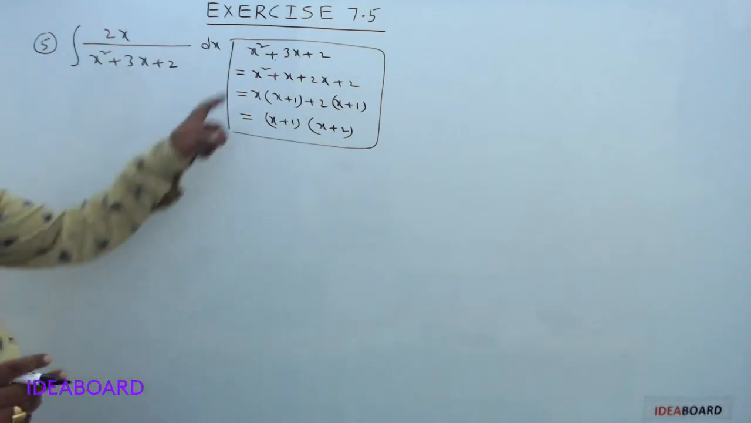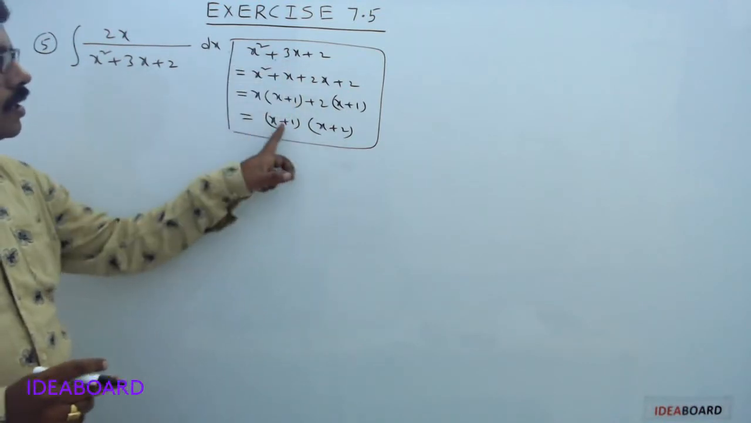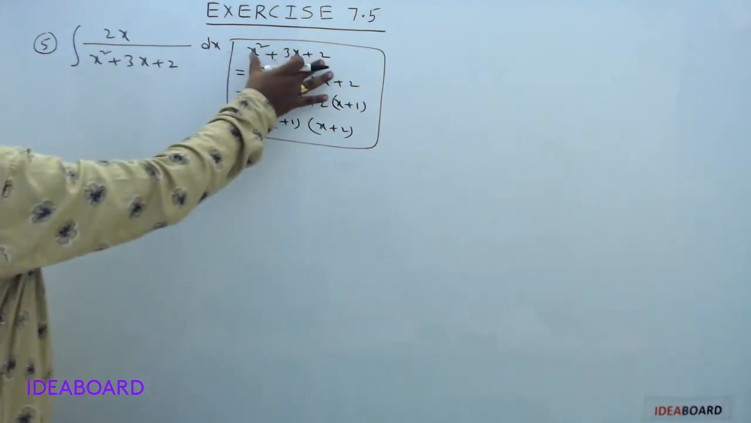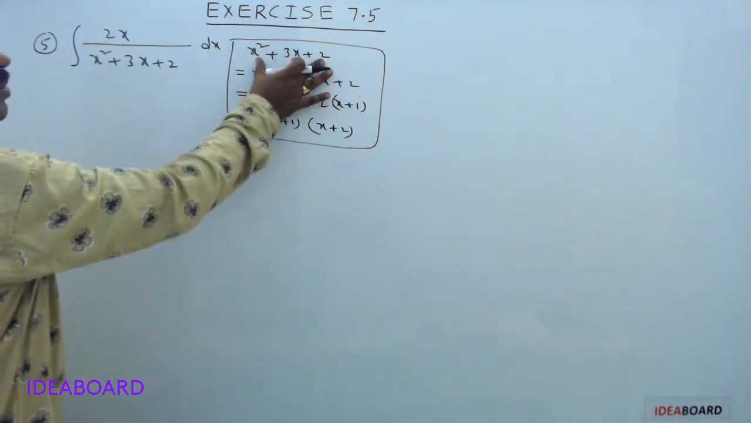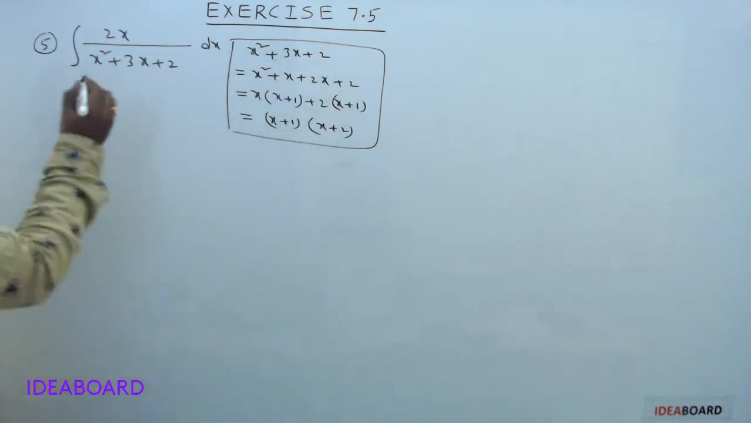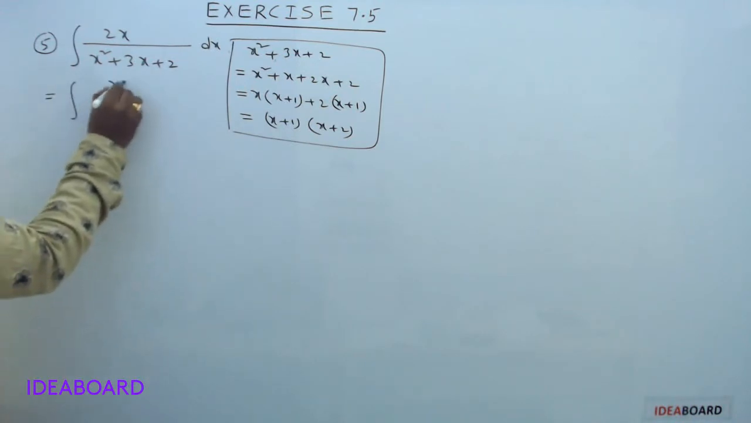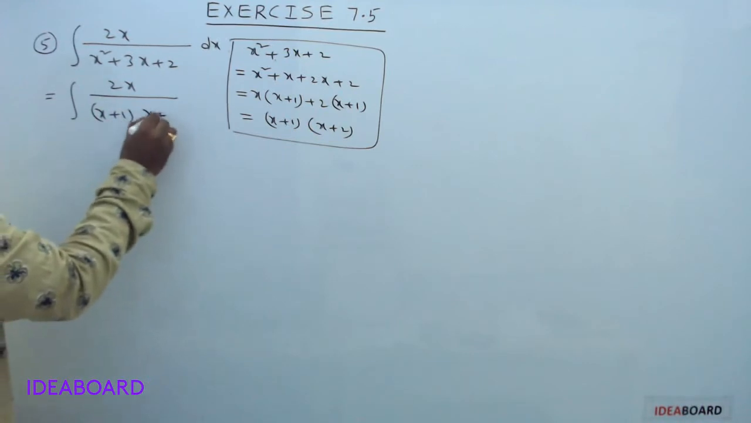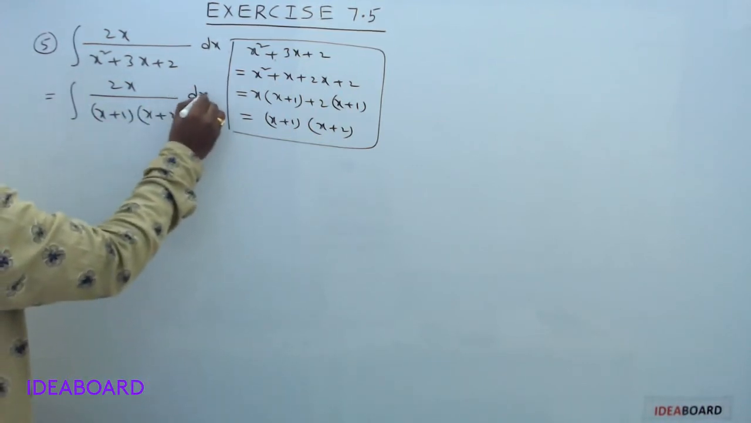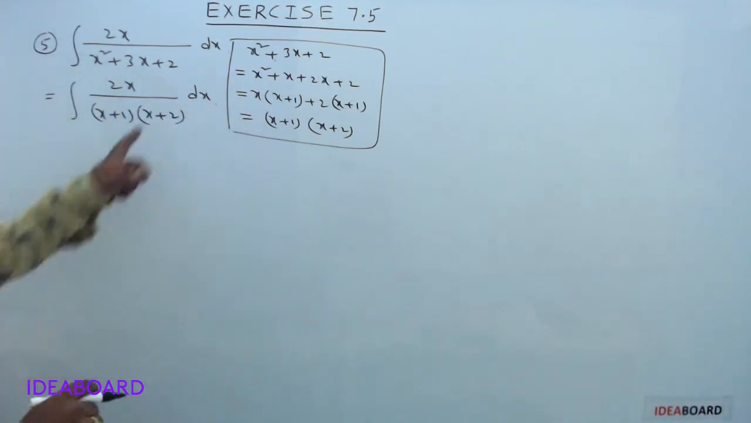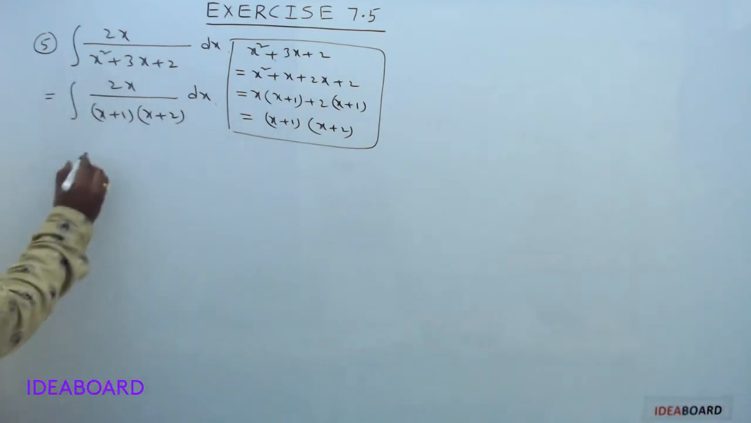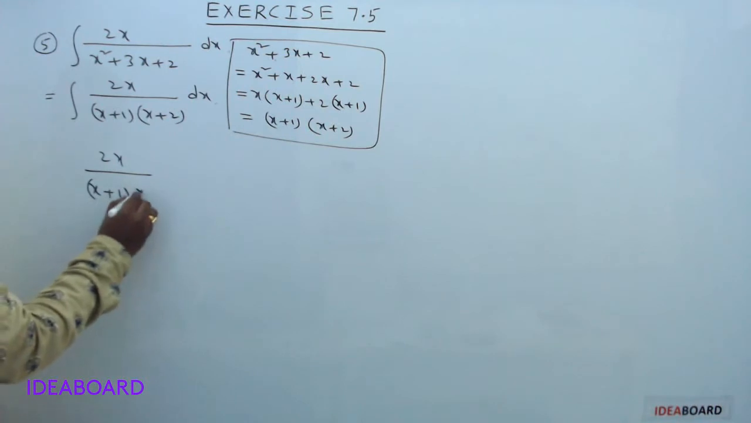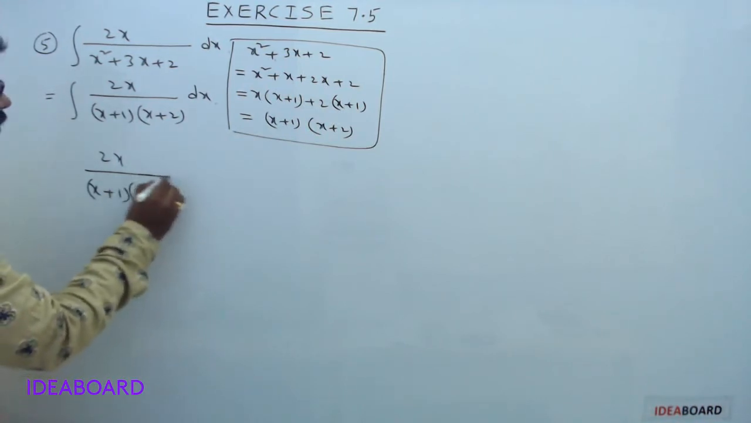So what are the factors for the second degree expression? x plus 1 and x plus 2. So in place of x square plus 3x plus 2, substitute these two factors. Now this is integral 2x divided by x plus 1 into x plus 2 dx. Now take this integrand separately: 2x divided by x plus 1 into x plus 2.